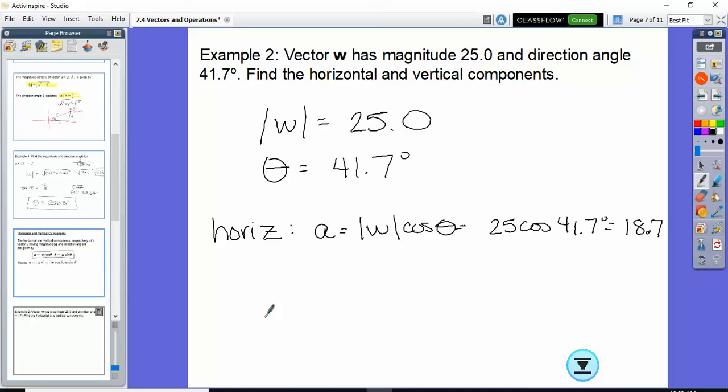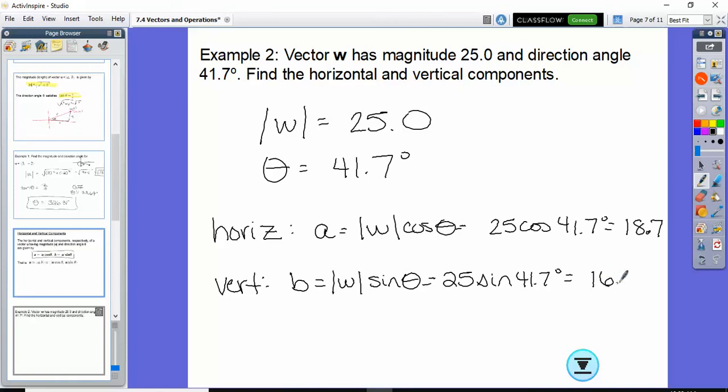This is for any particular vector, not necessarily a position one, so not one starting at 0, 0. This is how they're found if they're starting at a different place. So the vertical component, vertical is like your y, so that's our B. That'll be the magnitude times the sine of theta. So magnitude 25 times the sine of 41.7, and we get 16.6.